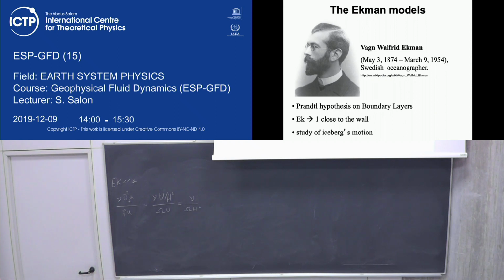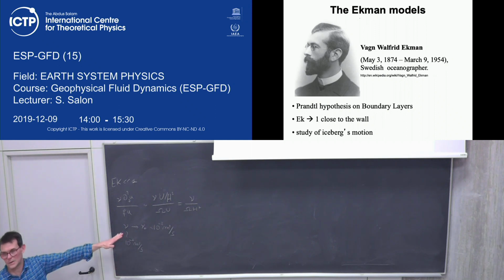Okay, we already said that Ekman is much smaller than 1, but we can take nu and consider it. You remember, last time we talked about molecular diffusion or molecular viscosity and eddy diffusivity or eddy viscosity. Molecular viscosity is 10 to the minus 6 square meters per second for water. The eddy diffusivity is 10 to the minus 2.